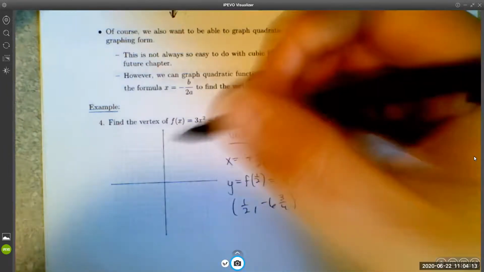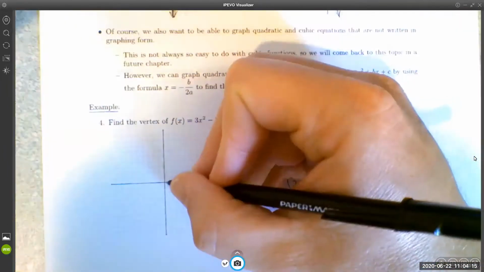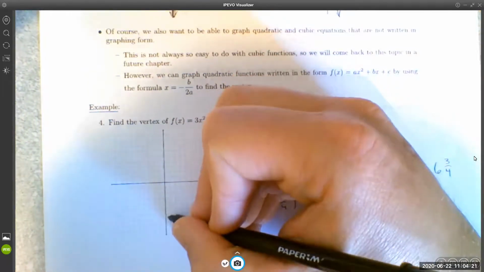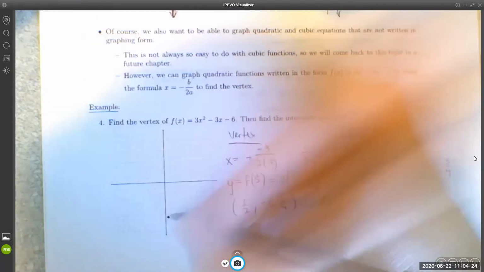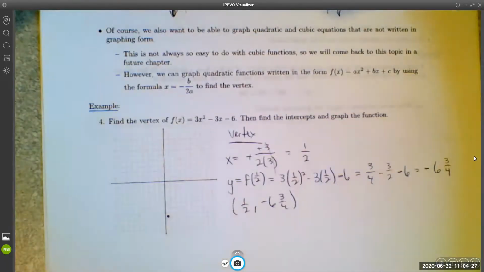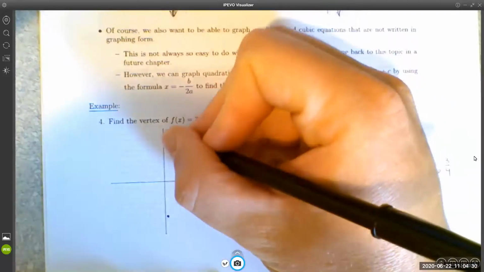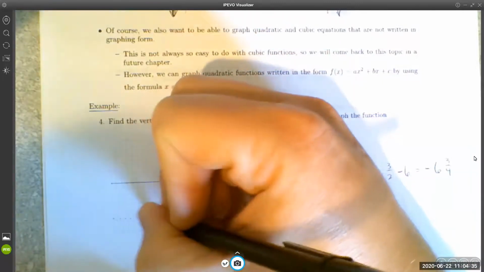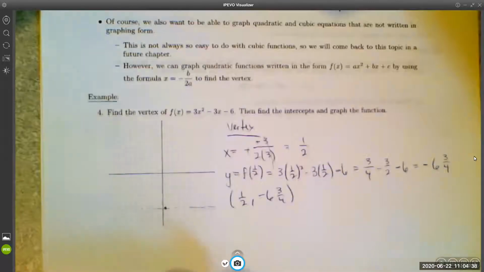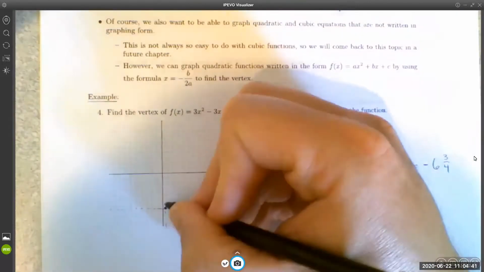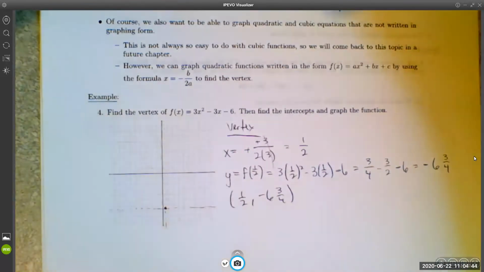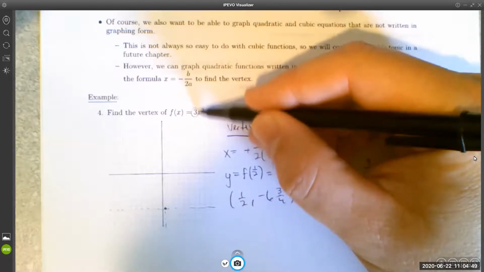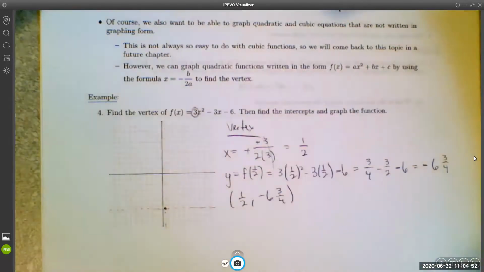Once you have the vertex, right? So I'm going to plot this point, 1/2 and -6 3/4. 1, 2, 3, 4, 5, 6 3/4. So you're somewhere here in no man's land, right? But that vertex becomes the origin of your new coordinate system. And then the other points on the parabola retain the same configuration that they always do, except that you're multiplying by a factor of 3, right? So the vertical distance between the points is going to be scaled by a factor of 3.